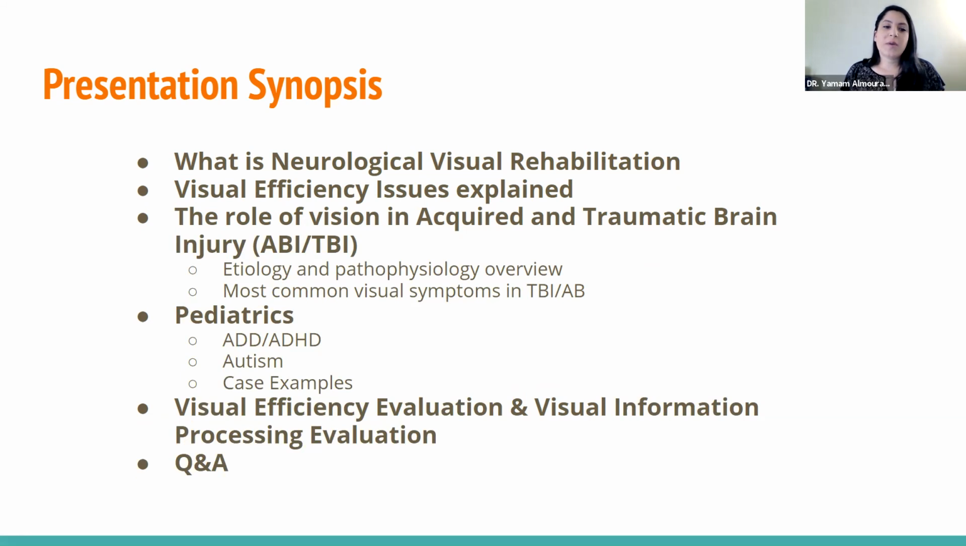We will also be speaking about pediatrics in some certain case studies about autism, ADD, ADHD, so attention deficit disorder, and giving you some case examples about them and how neurological visual rehabilitation can help with the symptoms and the underlying visual issues in those patients. We'll also be talking about the steps of doing visual efficiency versus visual information processing evaluations. And then we'll open it up to Q&A.